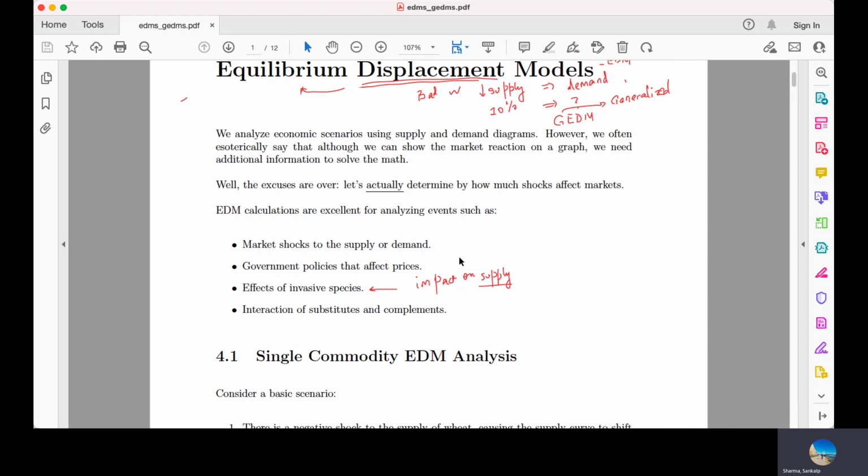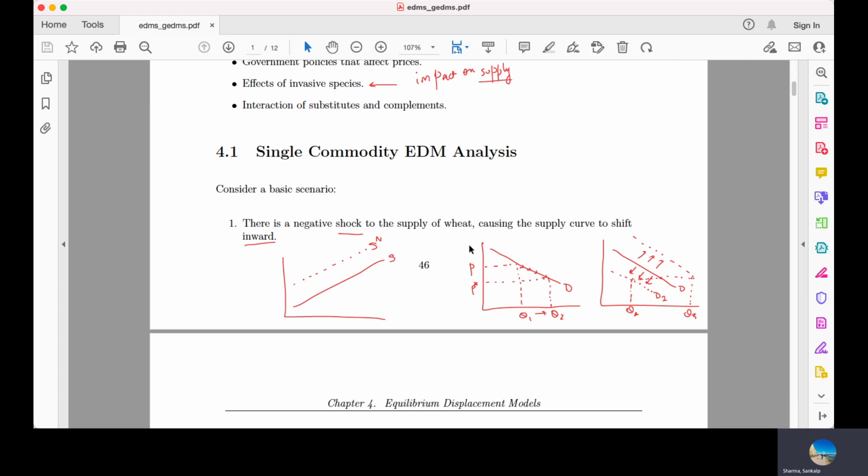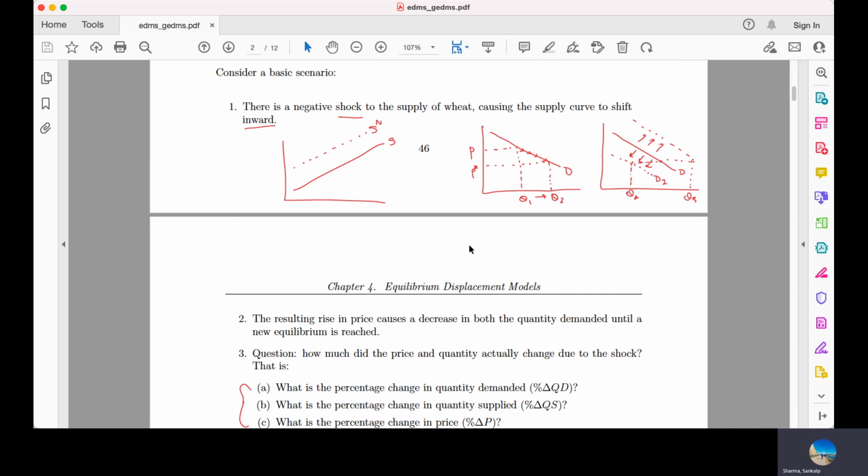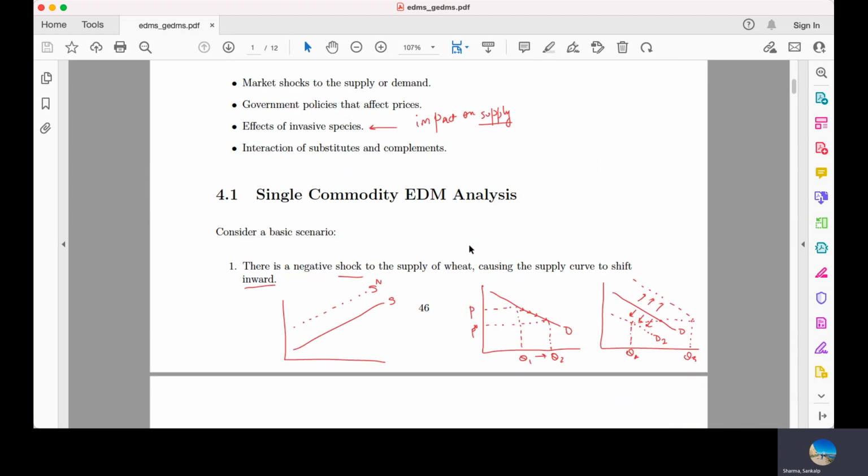This continuation of EDM, which is now the generalized equilibrium displacement model, is probably going to be even more challenging than what the EDM was. So what I want you to do, of course, is you absolutely have to watch the video, right? You cannot just wing the questions. I would strongly encourage you to watch the video and then attempt the homework. So without further ado, let's dive straight into it.